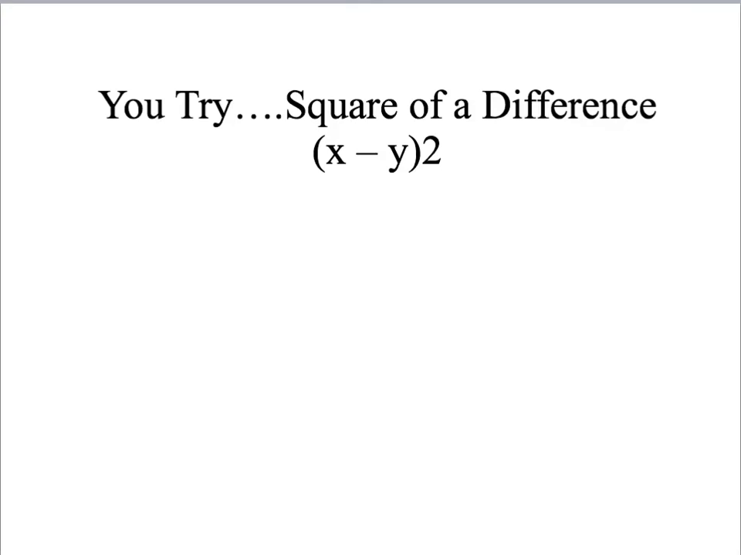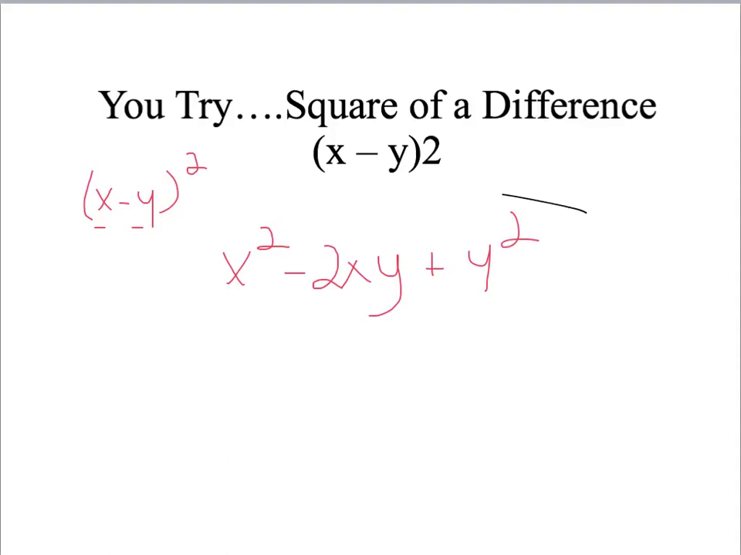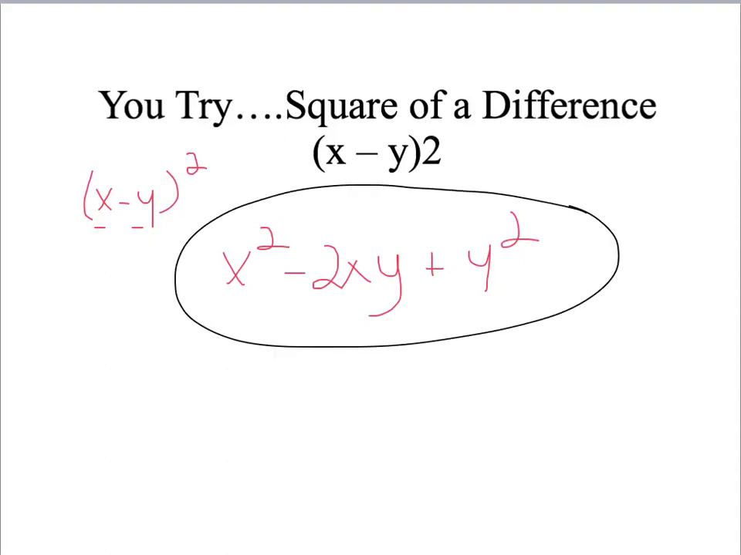Alright, so let's try this one on your own. You have (x - y) squared. Pause the video for a moment and try it. So what you should have done is square the first term, which is x squared. Because we have a difference, we're going to subtract 2ab, which is 2 times x times y, and then plus the y squared at the end. This one's actually already simplified as it is.